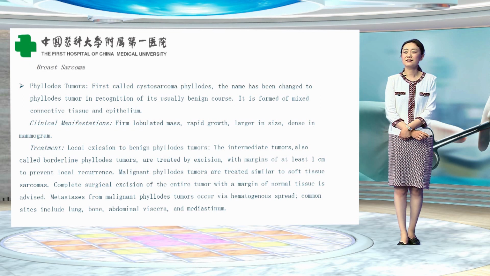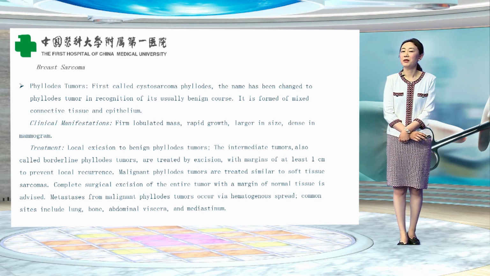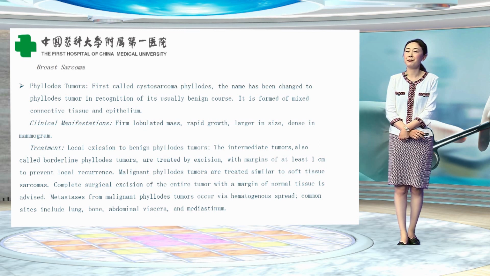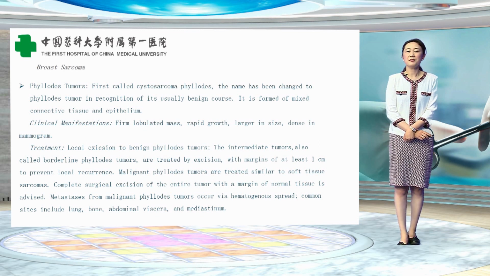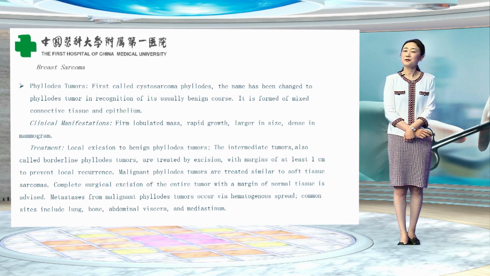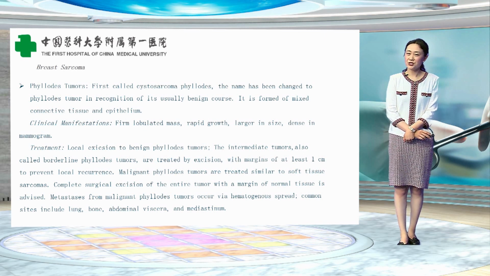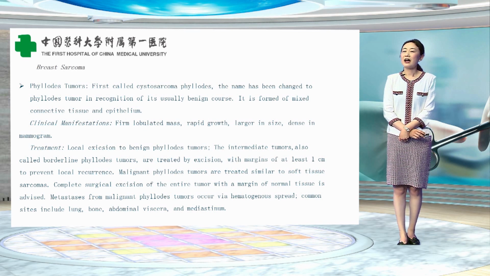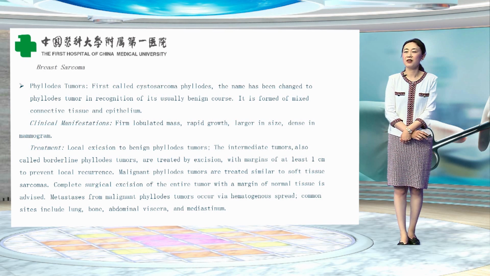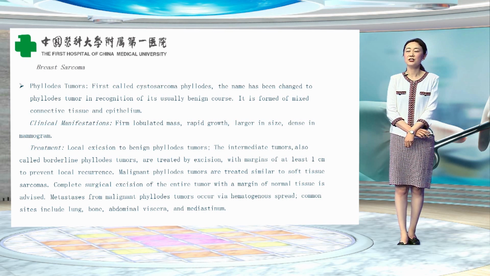And for the next step, I'd like to introduce breast sarcoma. This is not a benign tumor. As we know, sarcomas are malignant tumors, but they are very rare, so I put this content here. But the most common breast sarcoma is a special kind of tumor called Phyllodes tumor. They used to be called cystosarcoma phyllodes. The name has been changed to Phyllodes tumor in recognition of its usually benign course. It is formed of mixed connective tissue and epithelium.